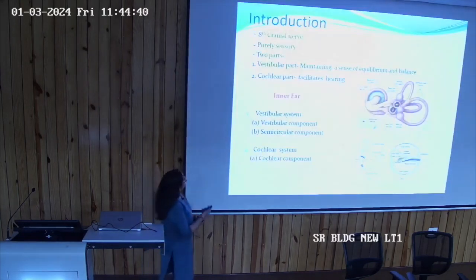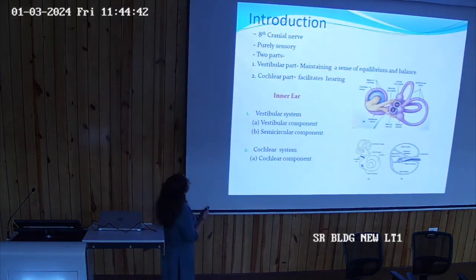So first, the vestibulocochlear nerve is the 8th cranial nerve, which is pure sensory, and it has 2 parts. The vestibular part maintains a sense of equilibrium and balance, while the cochlear part facilitates hearing.